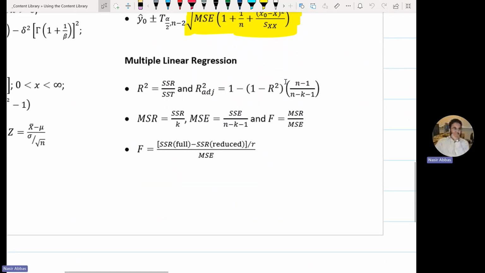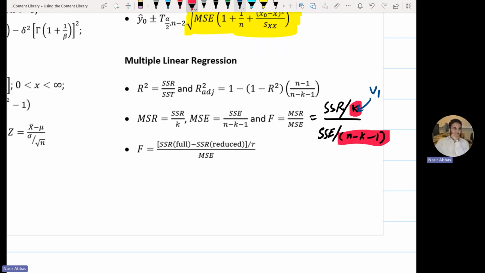In the formula sheet, where is full F? Here is full F, which is the first test, which is SSR over K divided by SSE over n minus K minus 1. I just wrote the full formula by plugging in MSR and MSE. In every question belonging to F, whatever is the denominator of the numerator will be the numerator degree of freedom. We call it V1. And whatever is the denominator of the denominator is the denominator degree of freedom. We call it V2.